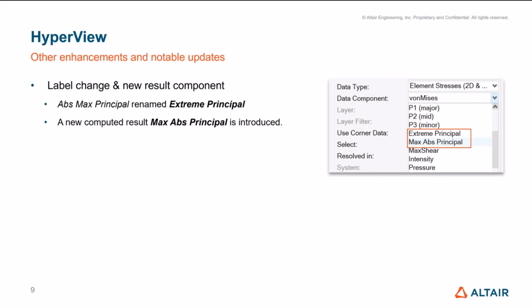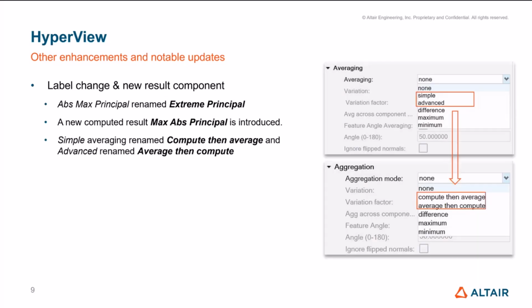And we have also introduced a new computed result called max abs principal. Both of these are available now in case of any tensor data. These are computed results from HyperView. Again, these two results are available in HyperMesh Post, and are now available in HyperView as well. And then coming to the averaging label change, it's very similar to what has been done in HyperMesh Post, so I don't want to go into too much detail here. Basically, we have renamed averaging as aggregation, and simple and advanced have been renamed as shown on the screen.